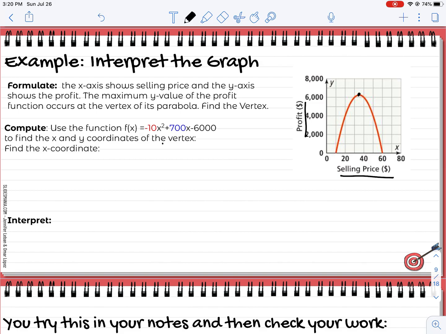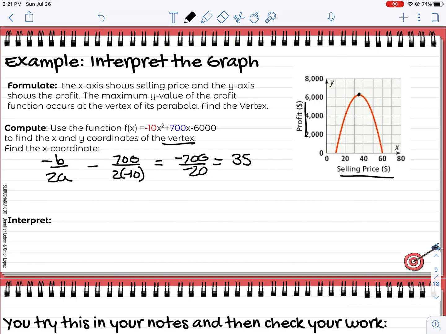So we're going to figure out the vertex by doing negative b over 2a. So we got negative 700 over 2 times negative 10, which is negative 700 over negative 20, which the two negatives do make a positive, and we're looking at 35. Okay, so maximum selling price looks like we want to sell whatever we're doing here for $35. I guess it was headphones.